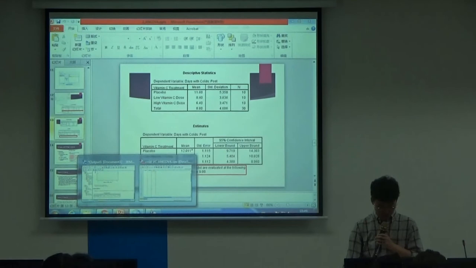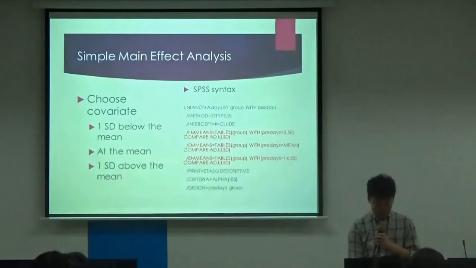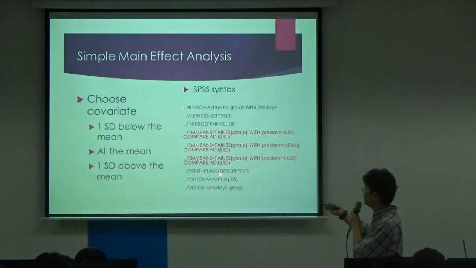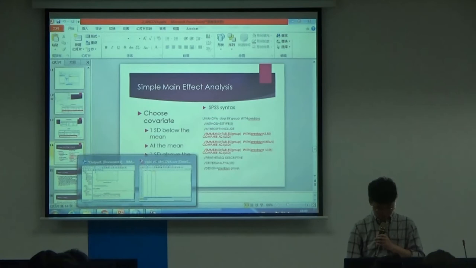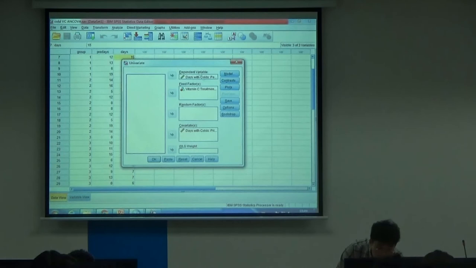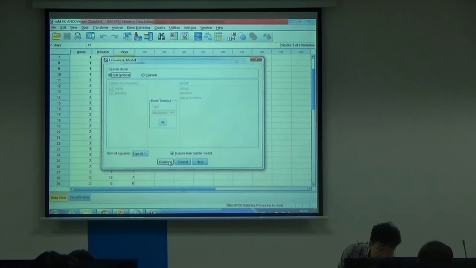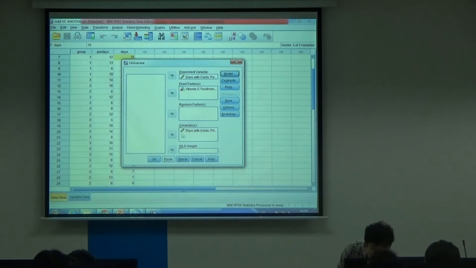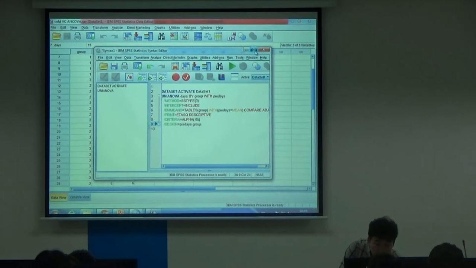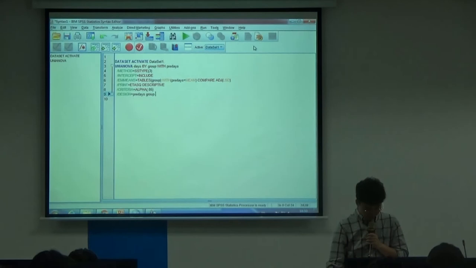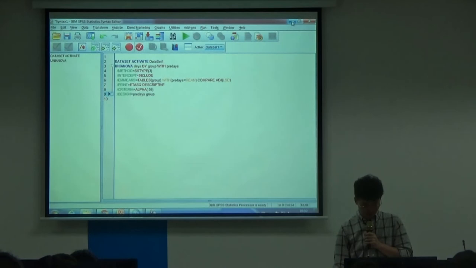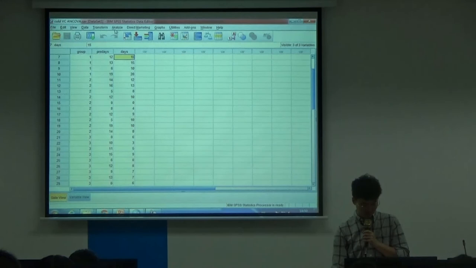You need to do a little bit of syntax here. If you do ANCOVA, it will only have one line showing estimated means. So let me show you. If you do ANCOVA, you'll see there is only one line showing you the results of estimated means. And here you need to have 3 lines to do simple main effect analysis. And also remember, you still need to have the interaction effect.